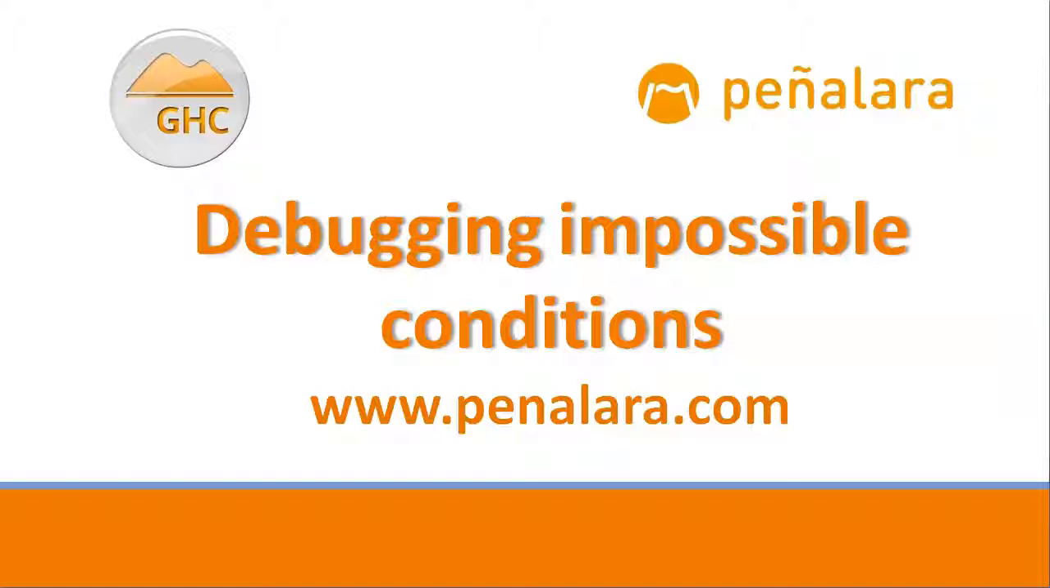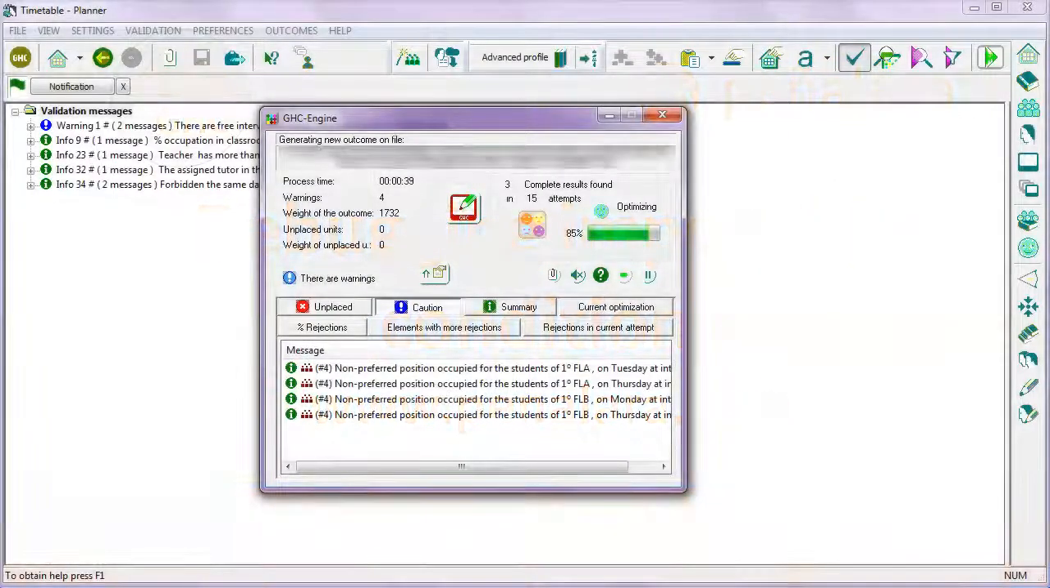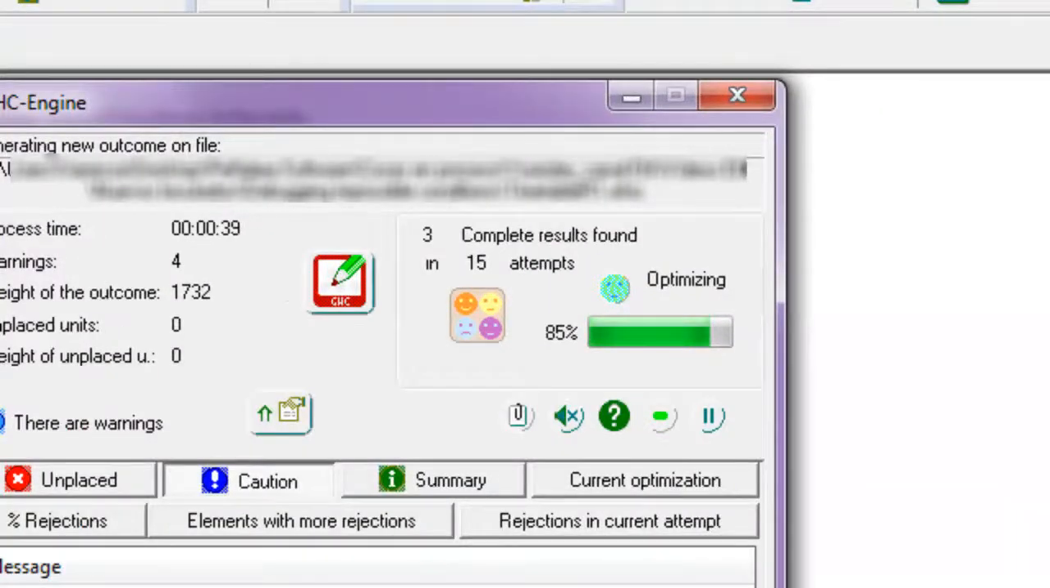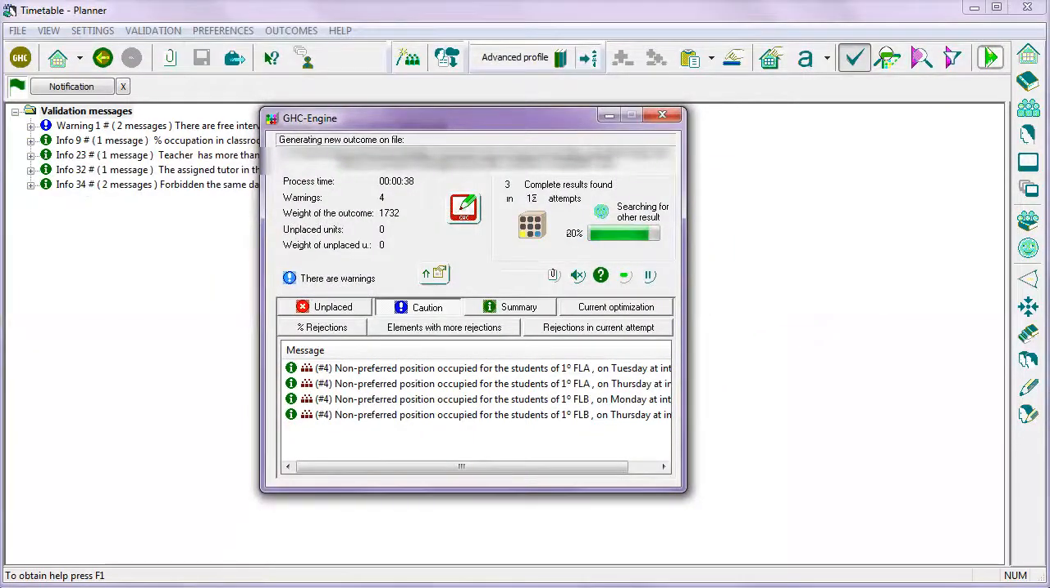This video tutorial explains how to debug the impossible conditions that prevent the achievement of complete and optimal results. As mentioned in the video dedicated to the engine, incomplete results are not optimized. That's why it is necessary to fit complete results. Optimization is what will actually help you to find good timetables.